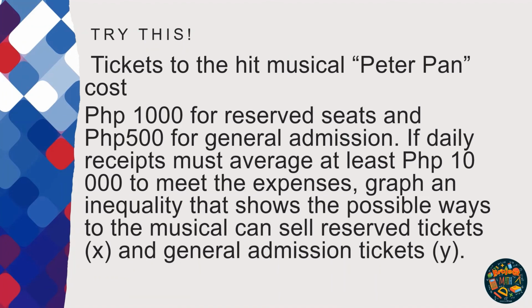And now it's your turn. Get your paper or notebook and do this activity. So we have tickets to the hit musical Peter Pan that cost 1,000 pesos for reserved seats and 500 pesos for general admission. If daily receipts must average at least 10,000 to meet the expenses, graph an inequality that shows the possible ways the musical can sell reserved tickets X and general admission tickets Y.